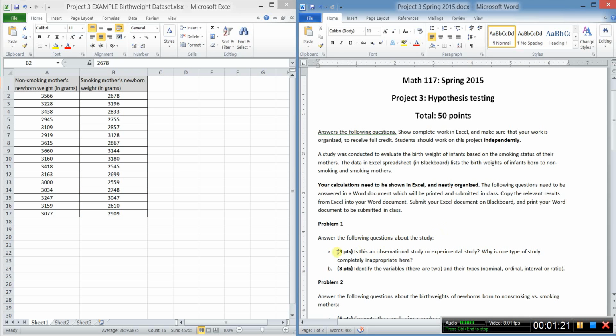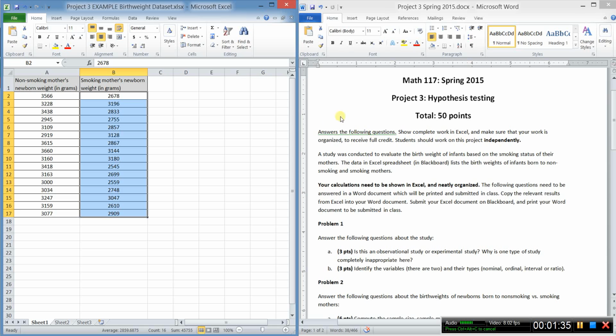So for the first question, is this an observational or experimental study? Now, it's not specifically said in the overview what type of study this is. However, this is a study conducted to evaluate birth weights of infants, right? And think about, what would an experimental study look like? What would an observational study look like?